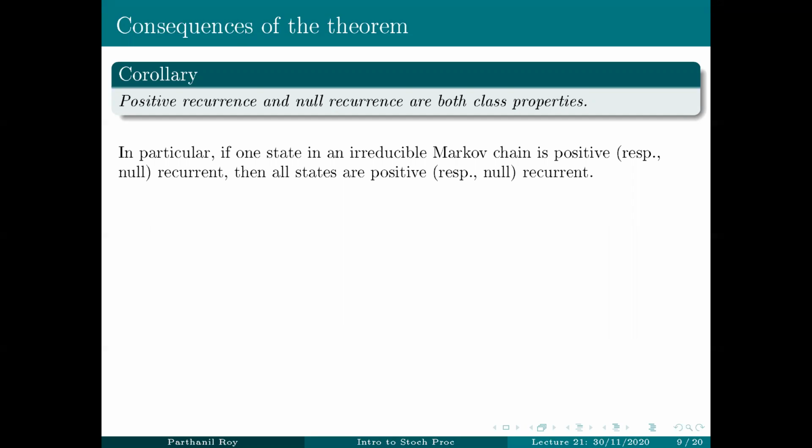In particular, this means if one state in an irreducible Markov chain is positive recurrent, then all states are positive recurrent. A similar statement holds with null recurrence also. If this happens, that is, if you have an irreducible Markov chain with one and hence all states positive recurrent, then we call the Markov chain positive recurrent. Similarly, we will call a Markov chain null recurrent when it is irreducible and one and hence all states are null recurrent.